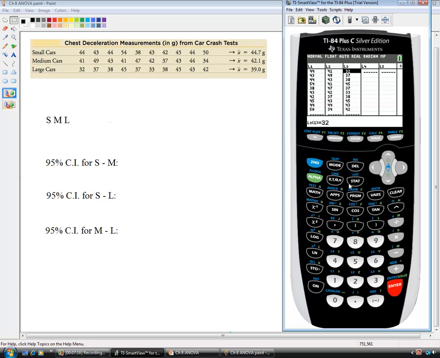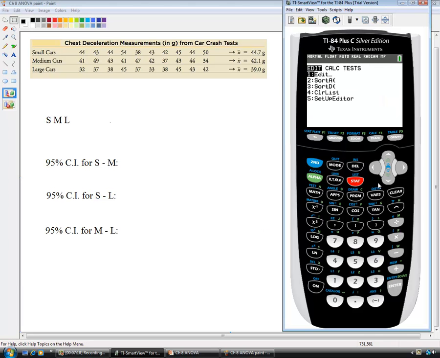So to run the test, we hit the stat key, arrow over to tests. I'm going to go up because it's the very bottom one on mine. H, ANOVA. The H is the letter, and ANOVA is what we have. So we're going to hit enter, and I need to give it all three lists. I have it in list 1, 2, and 3, so second 1 for list 1, comma, second 2 for list 2, comma, and second 3 for list 3. That's what you should have, and you're going to hit enter.